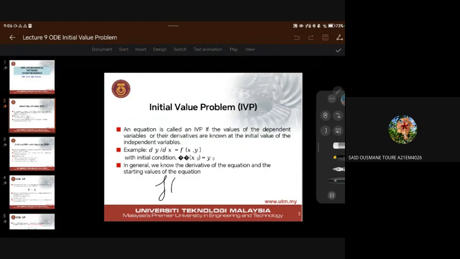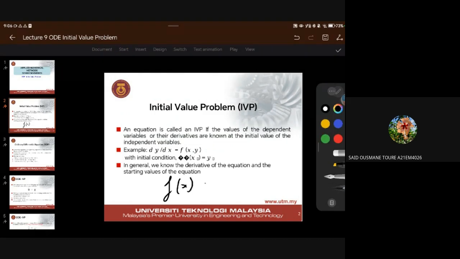So in other words, to make it simpler, you have f of x at x equals 0, or dy over dx at x equals 0. Understand? So these are the initial conditions, either the function itself or its derivative. Hopefully it's clear. That's the most important part that you need to understand.